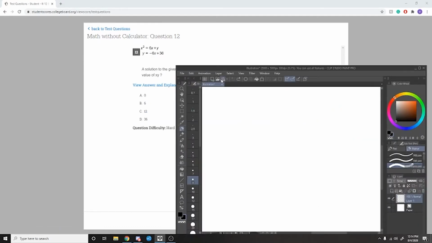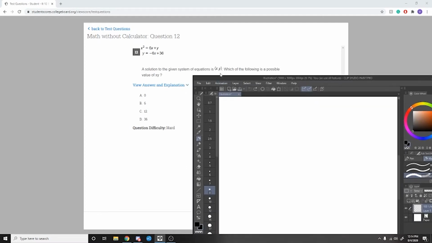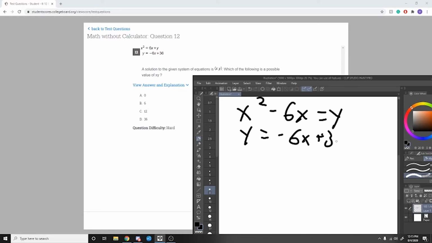Okay, this one, system of equations. If you look at this one, the y has nothing in front of it. There's no coefficients in front of the y, and the y is not squared or anything. So all you have to do is isolate the y, since the other one's already isolated. So let's do that. It'll be x squared minus 6x equals y. The other one's y equals negative 6x plus 36.